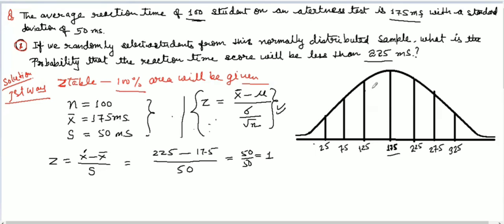So this question asks about the probability that the average reaction time score will be less than 225. So we have to find the probability less than 225, from here to here. This is the less-than area. So we actually have to find what probability lies in this area.